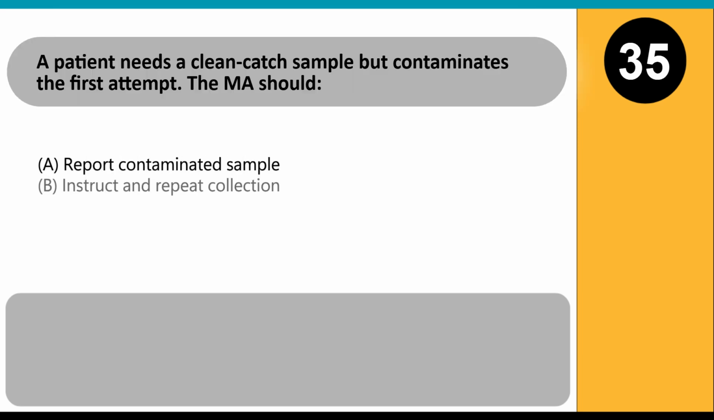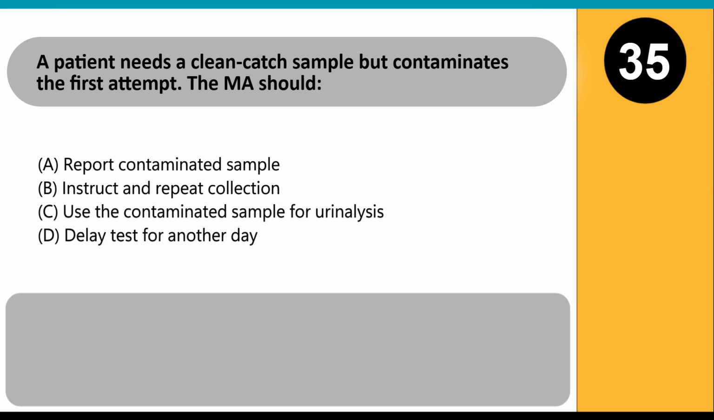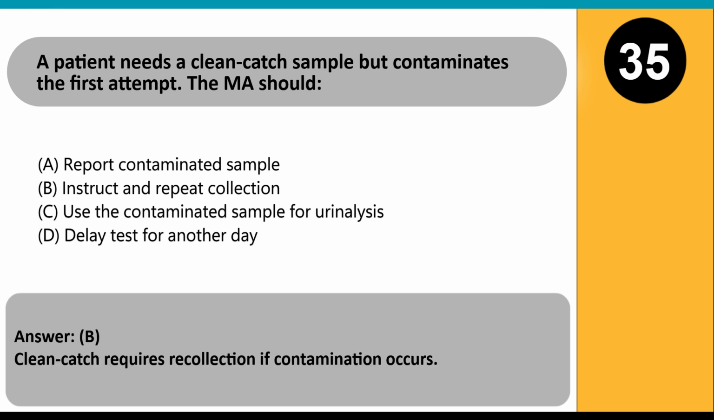A patient needs a clean catch sample but contaminates the first attempt. The MA should: A. Report contaminated sample. B. Instruct and repeat collection. C. Use the contaminated sample for urinalysis. D. Delay test for another day. Answer B. Clean catch requires recollection if contamination occurs.